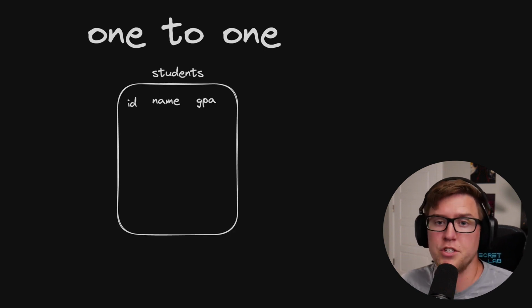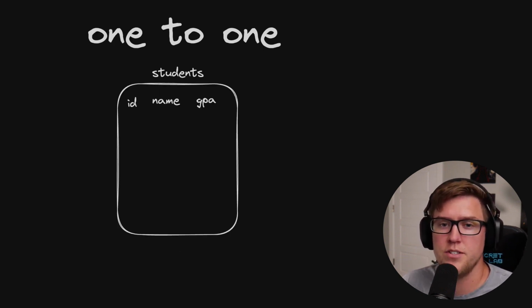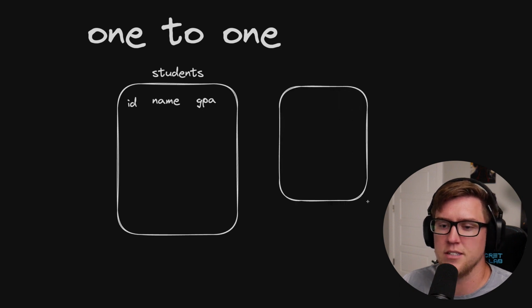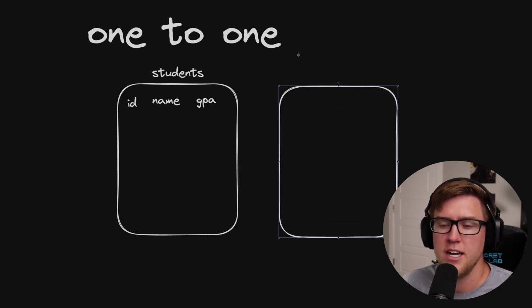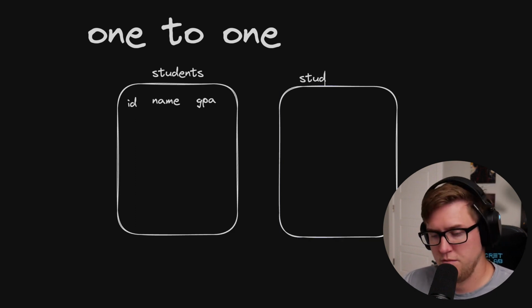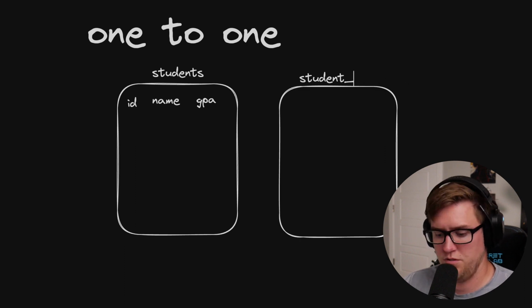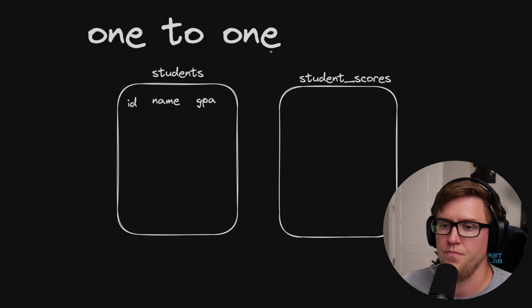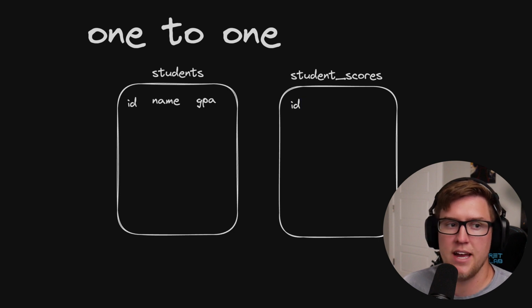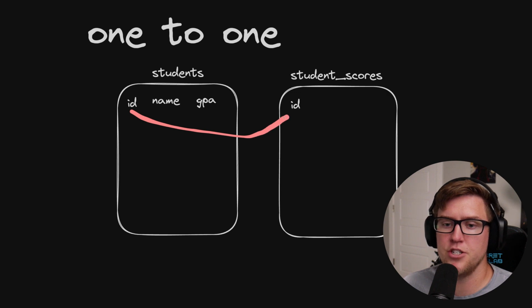There is one other option though. What we could do, and I would argue this is typically a little less common because it's a little more complex, but I've seen it around, is that we'd create a new table and we might call it something like student credentials, or maybe student scores. And in this second table, we would have essentially the same ID. The reason we'd have the same ID is to make sure that this relationship remains one-to-one.